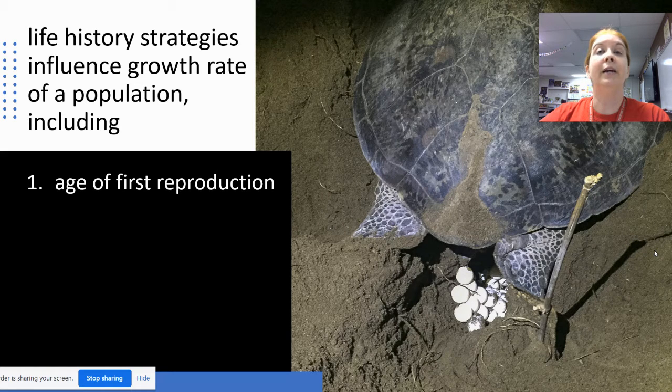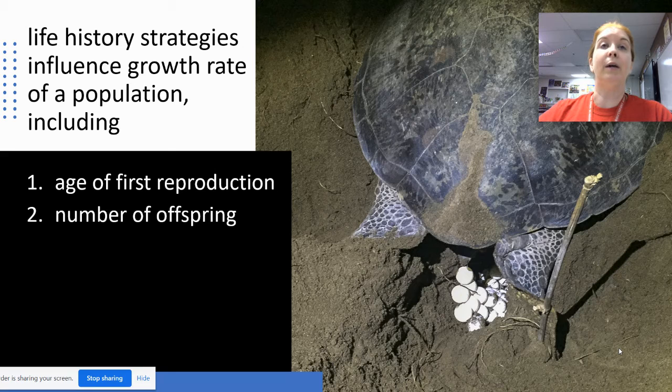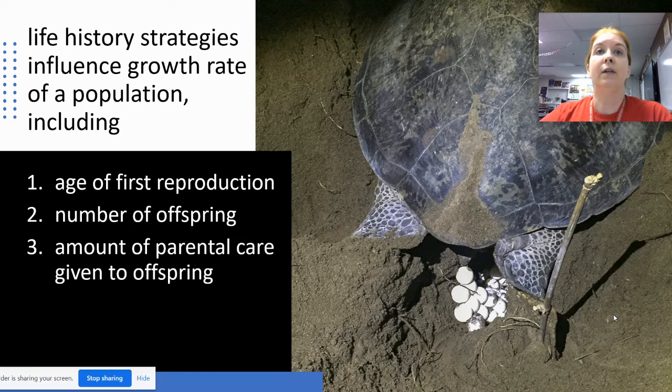One, the age at first reproduction. Some critters can make babies when they're like a month old. We wait till puberty. So that's definitely different. Number of offspring. Are you making one or two at a time? Or are you making 30, 40, 50? Are you making a few thousand? So that's one of the issues.